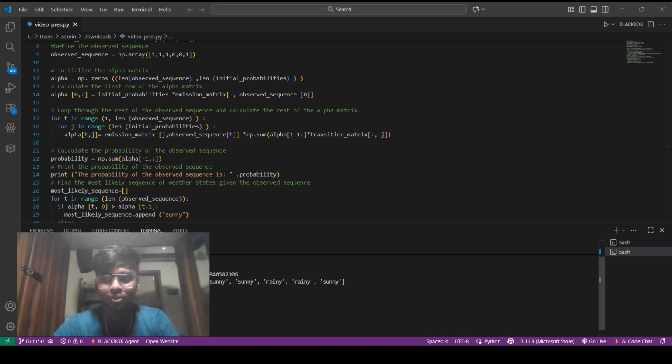This is our output. And this result is a successful implementation of the hidden Markov model using Python to identify the most likely hidden weather sequence based on the observable emotions.